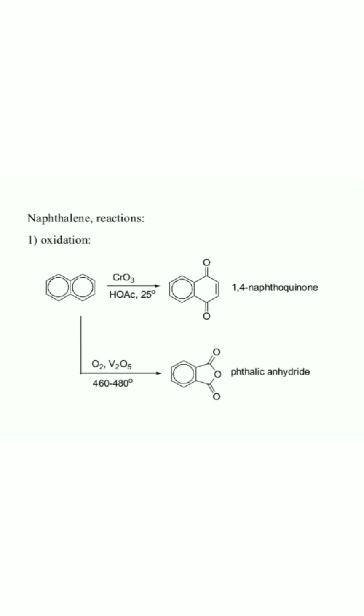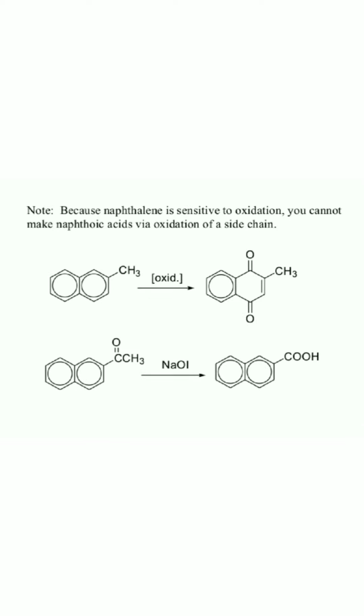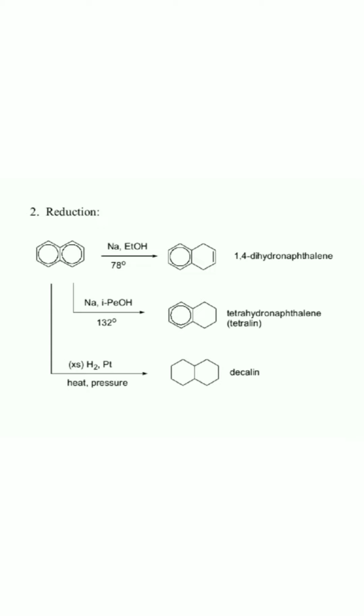Now the naphthalene reactions. The first and foremost is oxidation with chromium oxide. If we react, we form 1,4-naphthoquinone, where two oxygens are added as double bonds. If we react with oxygen over V2O5 at 460 to 480 degrees centigrade, phthalic anhydride is formed. Because naphthalene is very sensitive to oxidation, you cannot make naphthoic acid by oxidation of a side chain. These are the two reactions which provide the corresponding products.